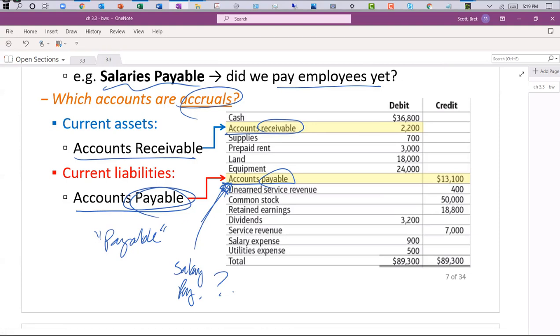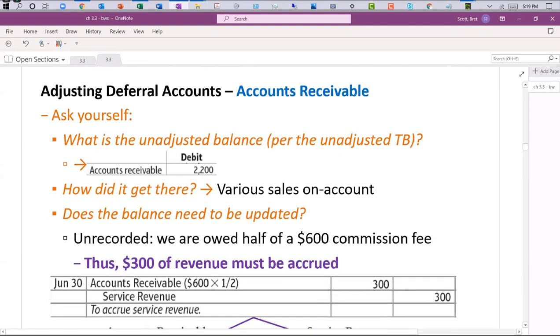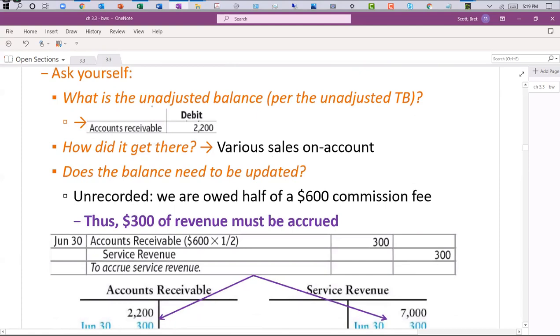But right now, I see two payables. I want to look and see if I need to at least consider whether or not I need to adjust those up or down. So in the case of accounts receivable, let's ask ourselves, what is the unadjusted balance currently? 2,200. How did it get there?